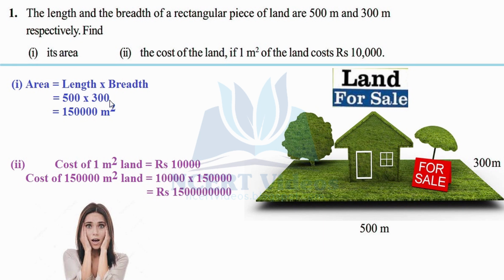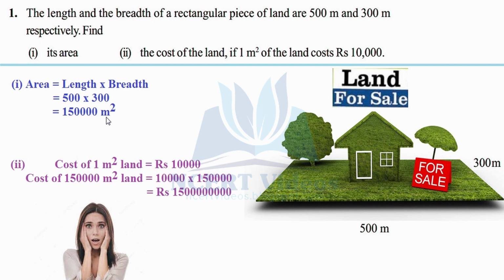That is, just write these things. That is 500 into 300. And now you know how to multiply it easily. 5 3s are 15. Count the number of zeros: 1, 2, 3, 4. Just fix them. So it gives you 1,50,000 square meter or meter square.